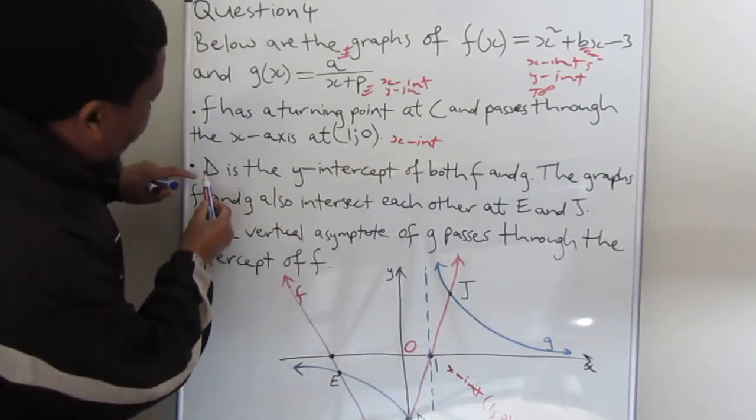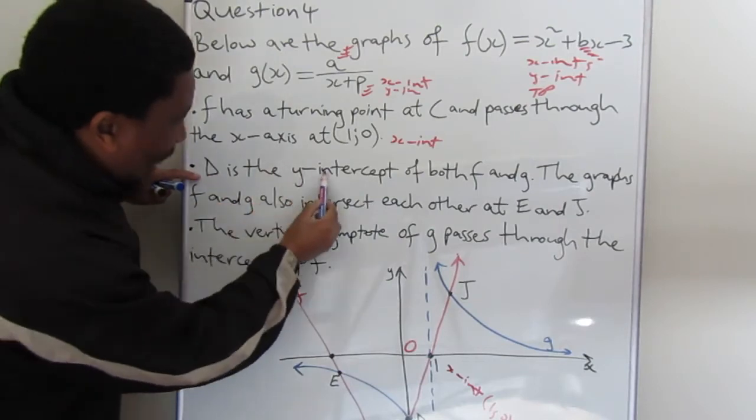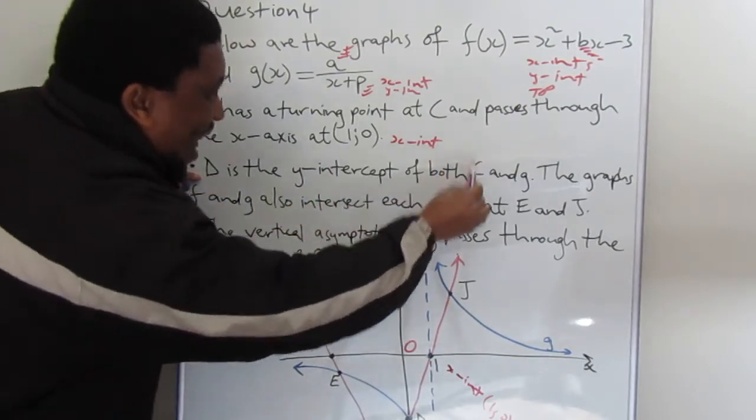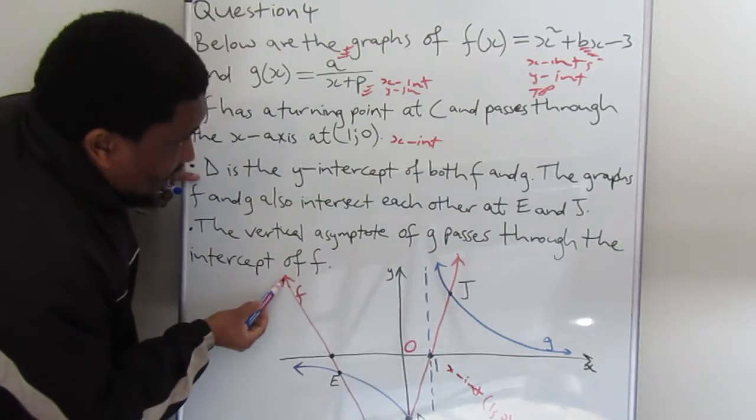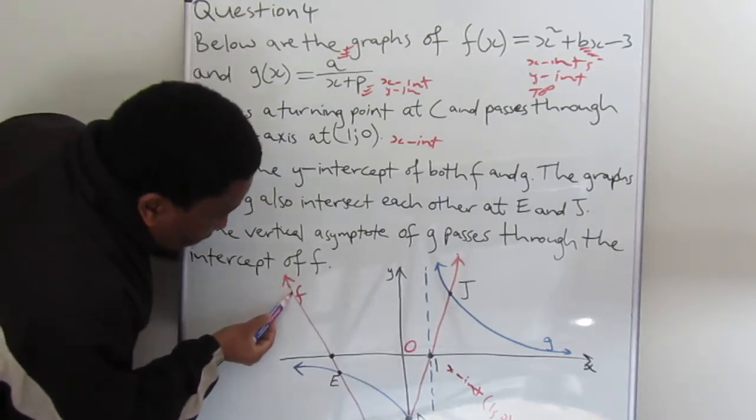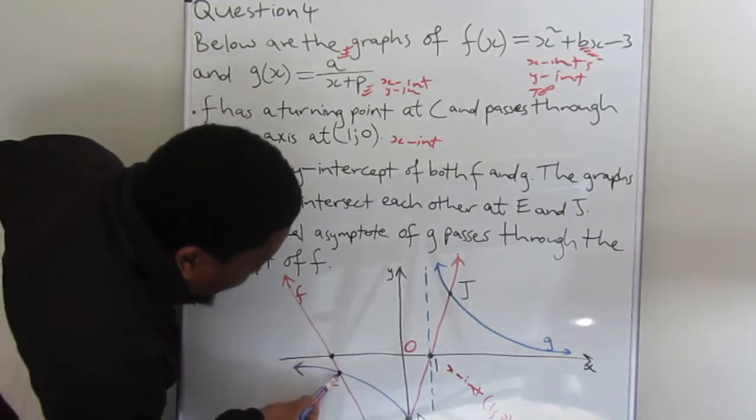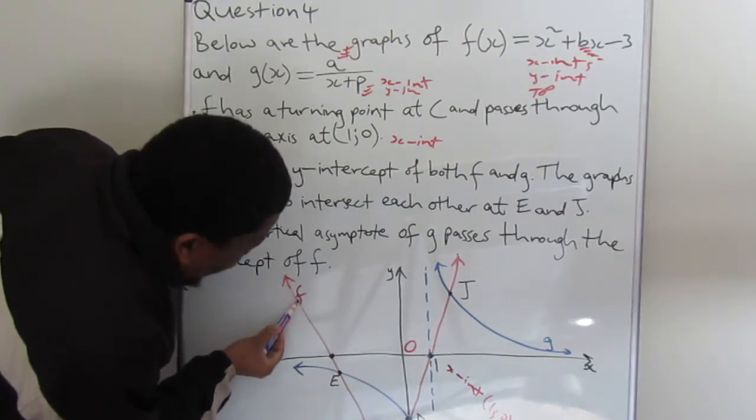This is what it means here. And then here, D is the y-intercept of both F and G. Let's go and see. This is my F. There's my red. Then there's my parabola.